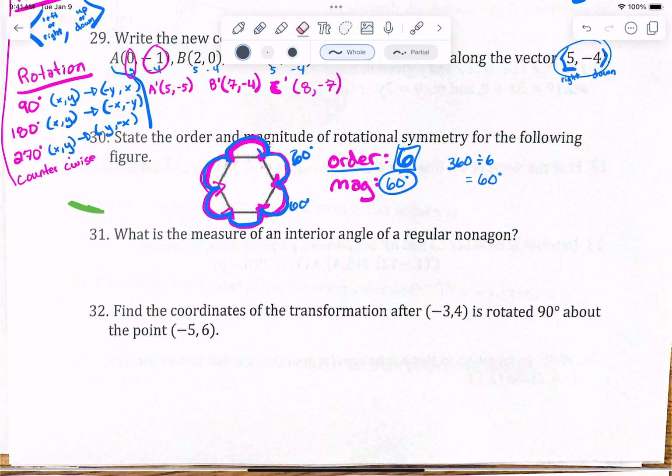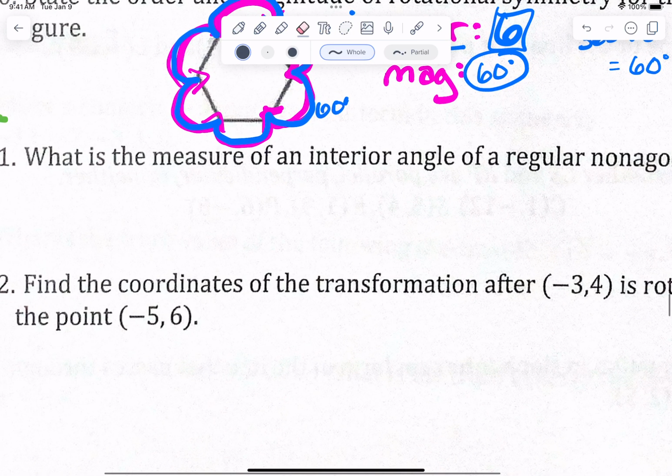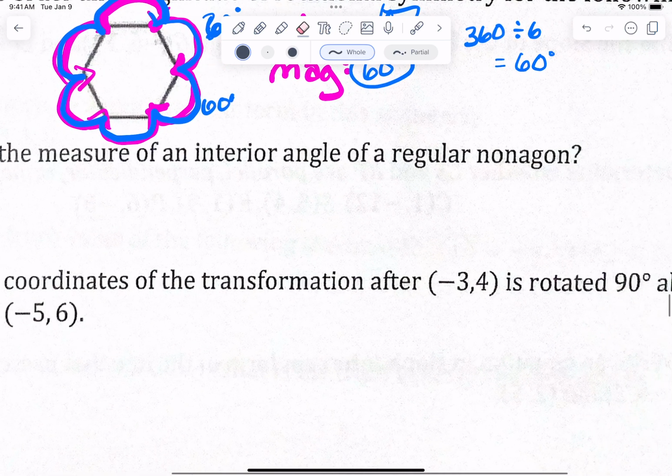All right, this is day 3 of review for geometry. Last day. We only have 10 questions left because we've booked it and done 15 a day so far, so we only have 10 left. Awesome. Okay, number 31. What is the measure of an interior angle of a regular nonagon?